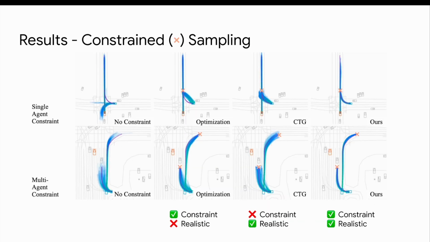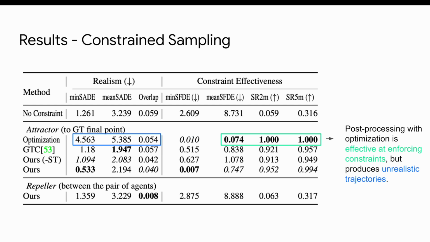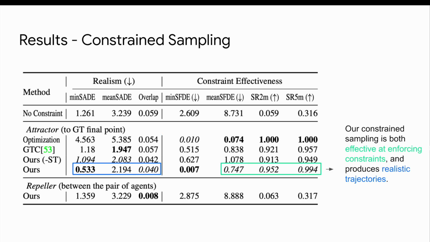We further demonstrate our model's constrained sampling capabilities. We compare to a simple baseline that performs an optimization step to post-process predicted trajectories. The baseline is effective at enforcing constraints, but fails to produce realistic trajectories. Our model produces both well-constrained and realistic trajectory samples. We demonstrate quantitative assessments for the realism of trajectories, as well as the effectiveness of the constraints. Our constraint sampling is both effective at enforcing constraints and produces realistic trajectories.